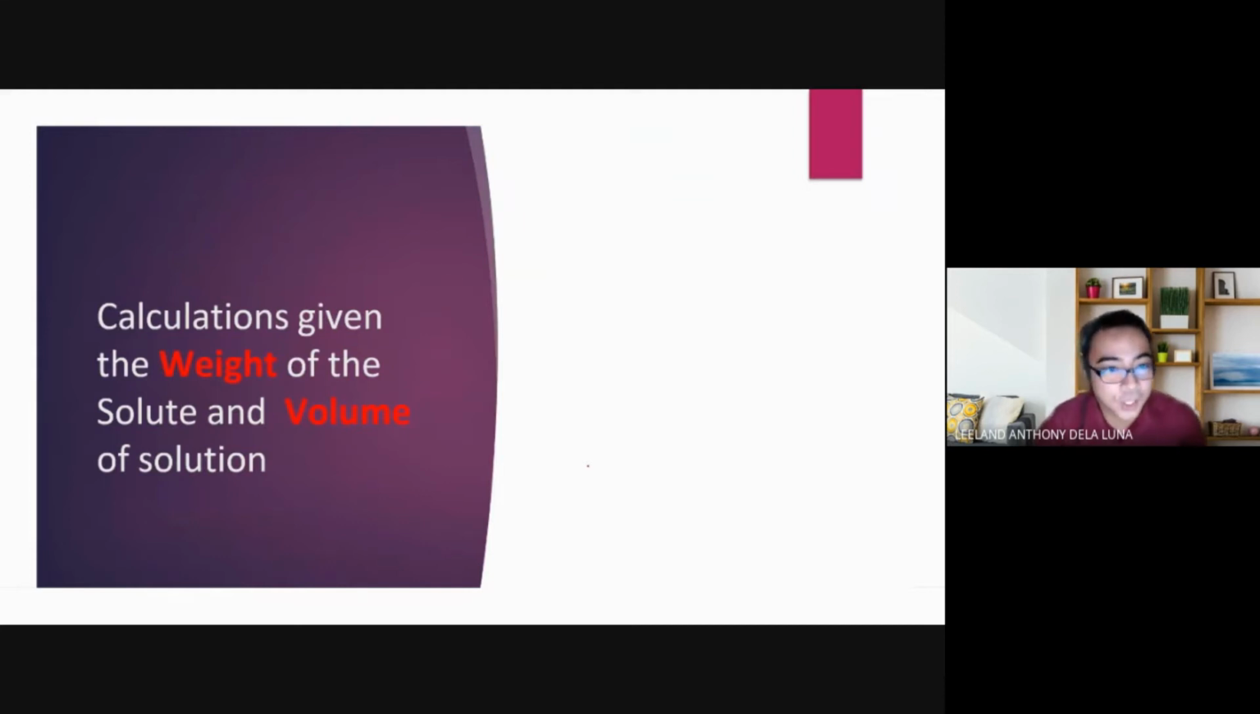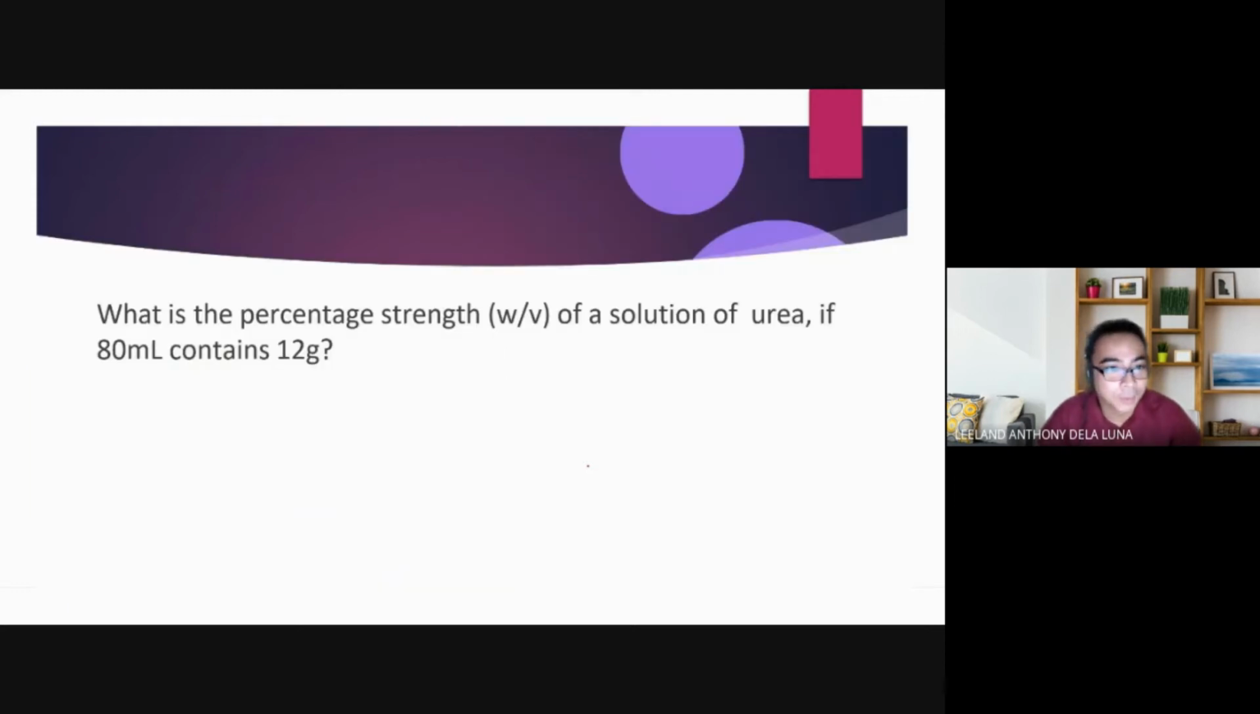Next one, calculations given the weight of the solute and volume of the solution. Right? So, yun lang din naman to klase. Ang tanong dito is, what is the percentage strength, weight per volume, of a solution of urea if 80 ml contains 12 grams? So, sabi nga natin, class, pag percent concentration lang naman, it's just weight, solute over solution.